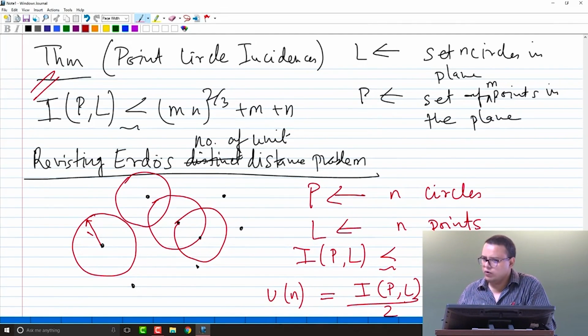Now we have the bound. We know what is I of p comma L, right? What is it? N to the power 3 by 2 at most. So, up to a constant, it is not 3 by 2, it is 4 by 3. So this is the bound. So I will give you one more proof, let's say, and then I will finish.